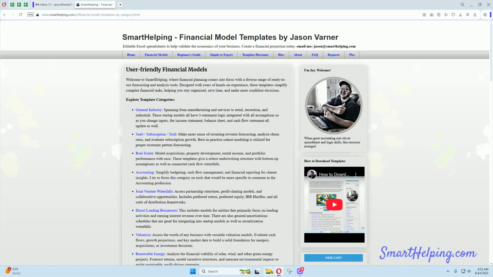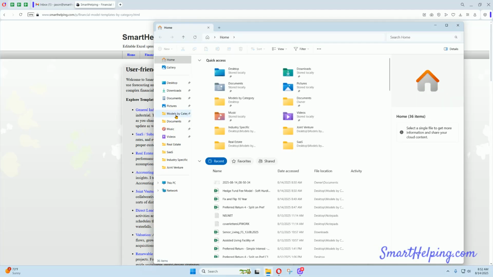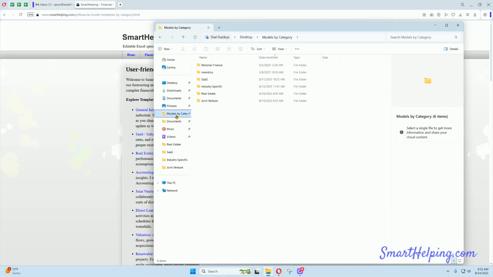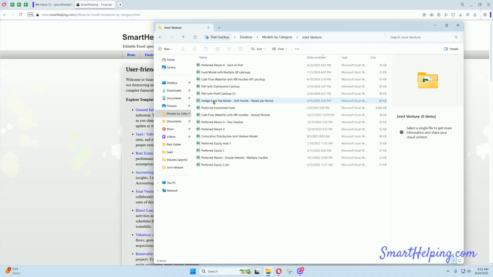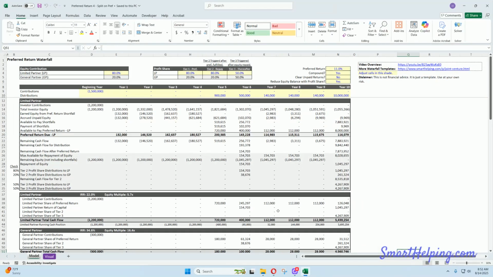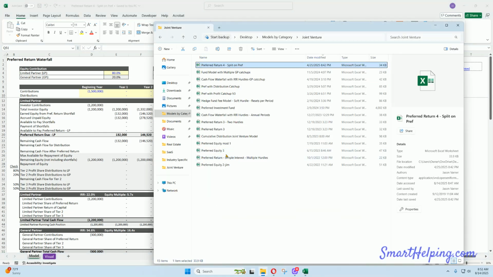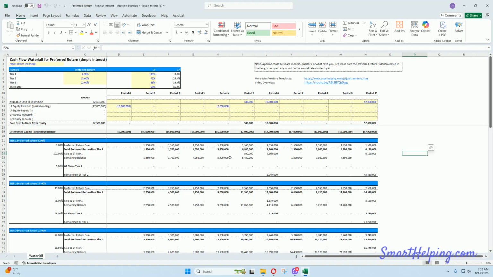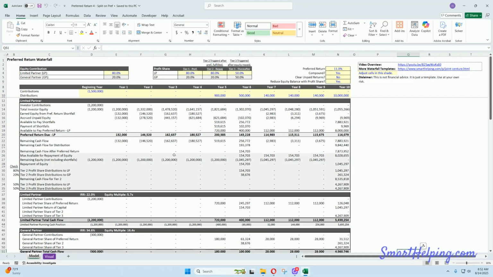Okay, I definitely have GP/LP stuff in the joint venture model, so I'll show you the two models we looked at to see what might work and explain some things about how this went. So we had the preferred version 4 with the split on the pref, and then we also looked at the simple interest one. Okay, so first we looked at this one.